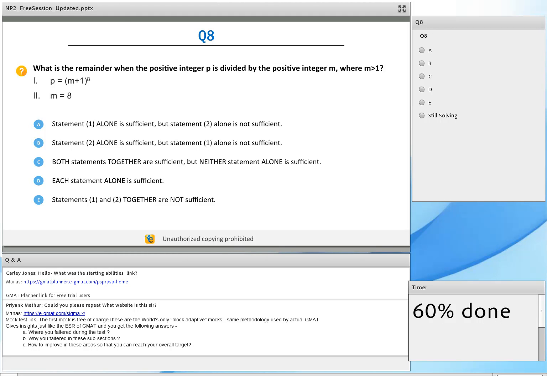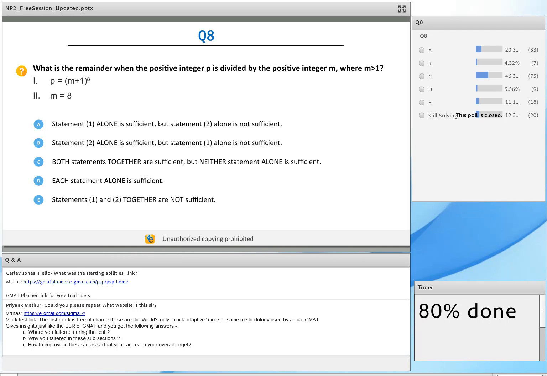Guys, time's up. Get those answers in. 5, 4, 3, 2, and 1. Let me end the poll and let's broadcast the results. Here's how you guys polled.